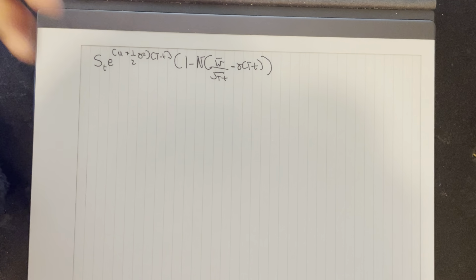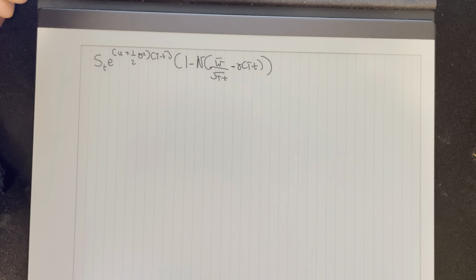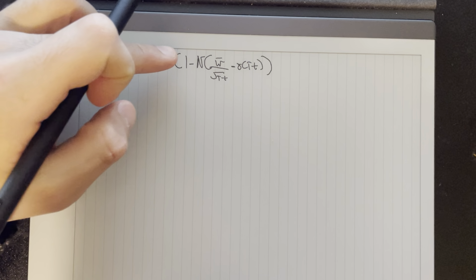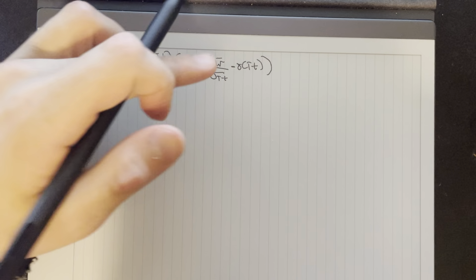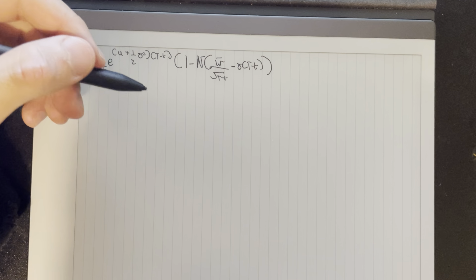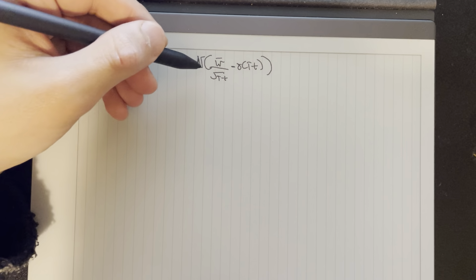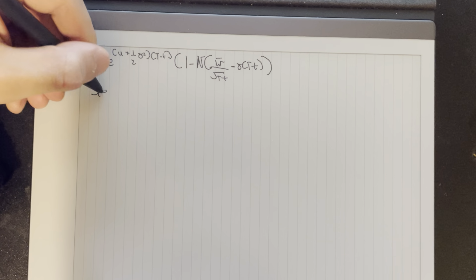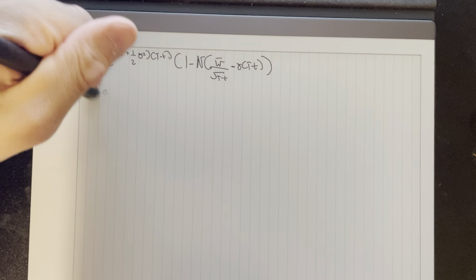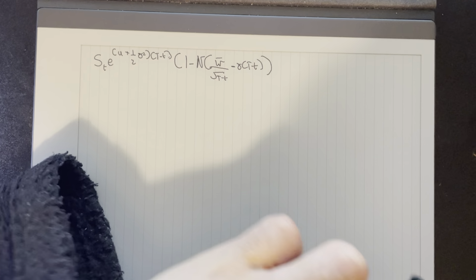And because of symmetry, we know that 1 minus the normal distribution of this quantity is simply equal to the normal distribution of the negative of that quantity. So we would have, let me just copy this, writing it down again.